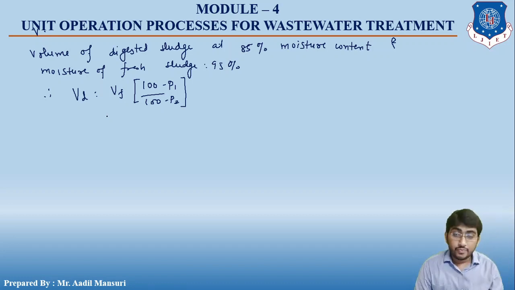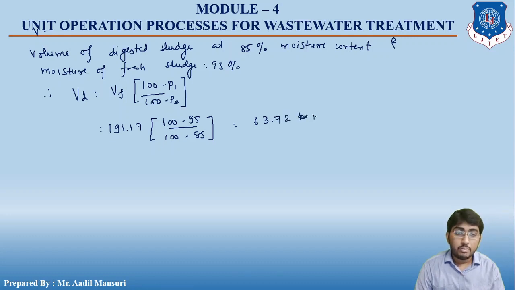Okay. So this will be equal to the volume of fresh sludge, we know 191.17, right? Into 100 minus 95 divided by 100 minus 85. So this will be equal to 63.72 meter cube per day. Okay. So the volume of digested sludge we have found out is equal to 63.72 meter cube per day.